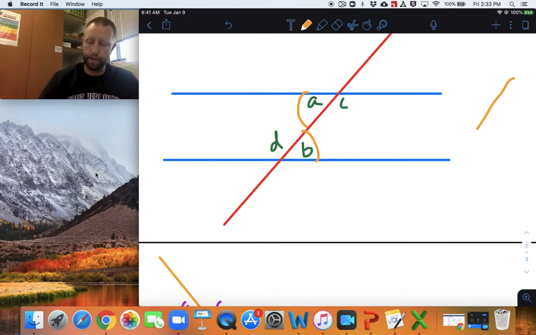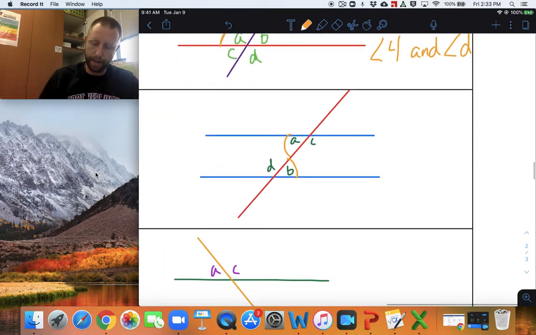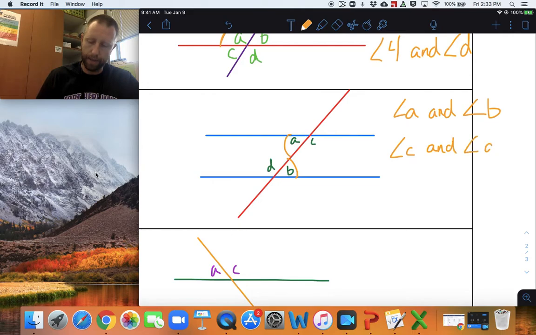So I'll put off to the side here angle A and angle B are alternate interior angles. Angle C and angle D are also alternate interior angles because they are also inside the parallel lines, in between the parallel lines, and they're on opposite sides of the transversal. They're also at opposite intersections.